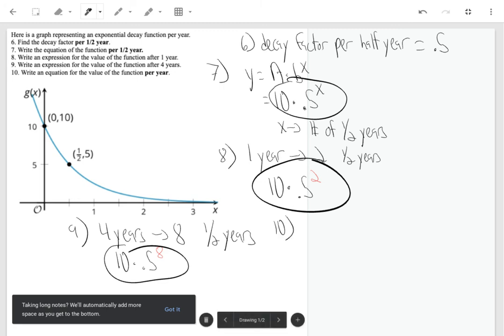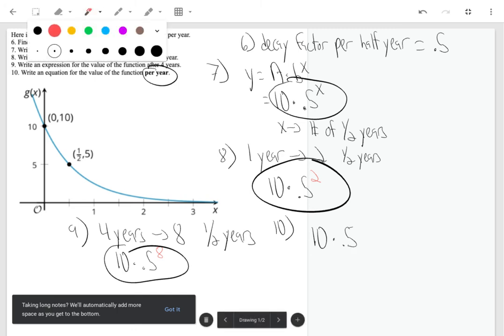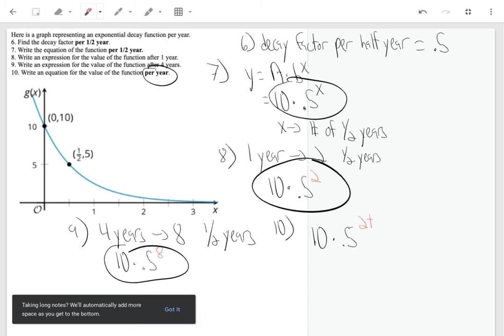Number 10, write an equation for the value of the function per year. The key is for 1 year, we plugged in x equals 2. For 4 years, we plugged in x equals 8, which means we have to take the number of years and double it to figure out the number of half-year time periods. So my equation, and again I'm going to use t, is going to be 10 times a half to the power of 2 times t.